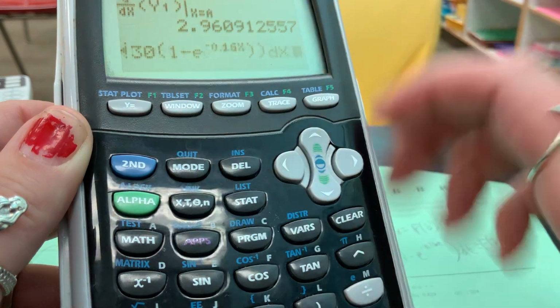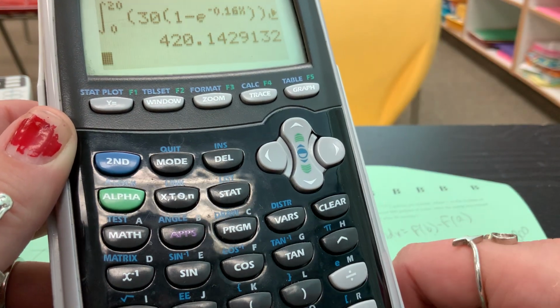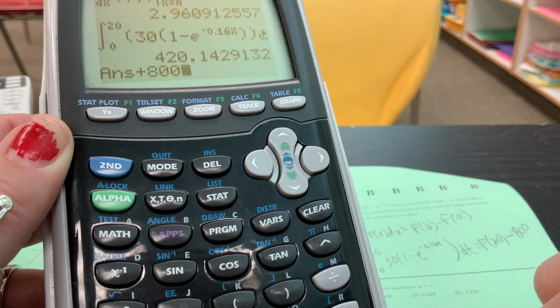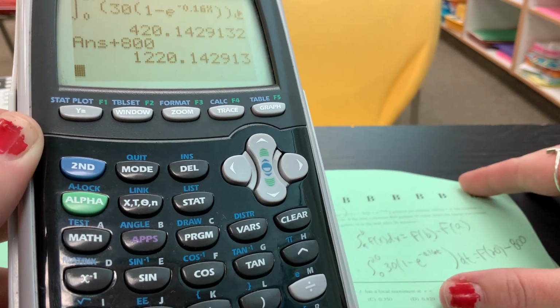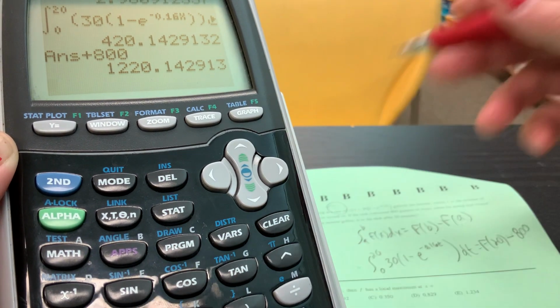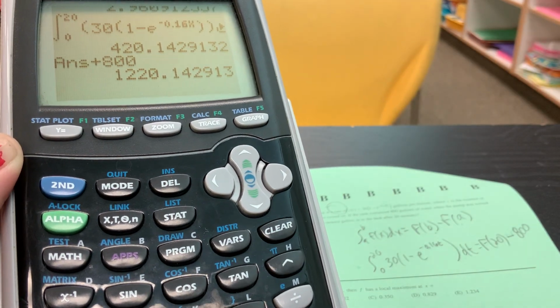And I'm going to do it in terms of x, and then add my initial condition to that. And it says to the nearest gallon, so that's 1,220. So that answer should also be D.